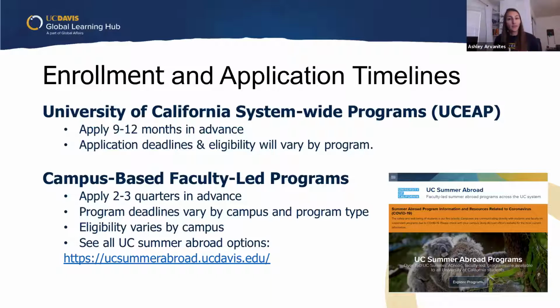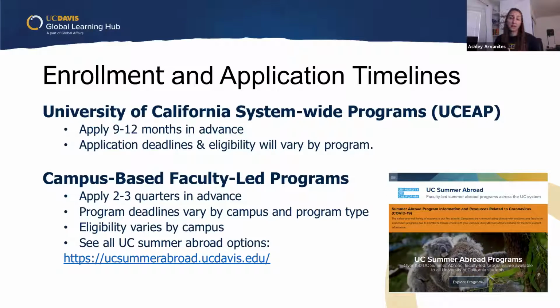The next sort of family of programs that a lot of UC students go abroad on are the campus-based faculty-led programs. So some of those other examples I provided previously, like the winemaking in France. So these ones, you're usually applying 2 to 3 quarters in advance. For UC Davis, most of our students are doing a summer abroad program, so the enrollment for those is opening in winter. So it's a little bit shorter of a timeline, so you have a little bit more time to do your research than with UC EAP because there's less steps involved.